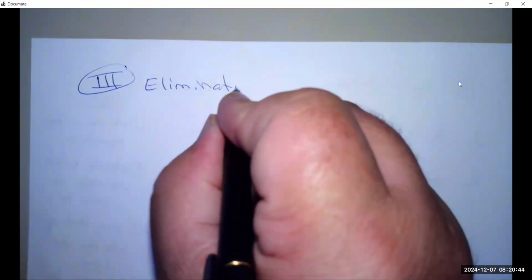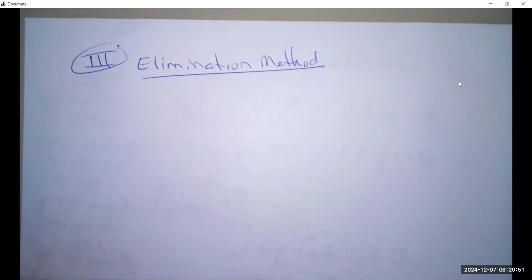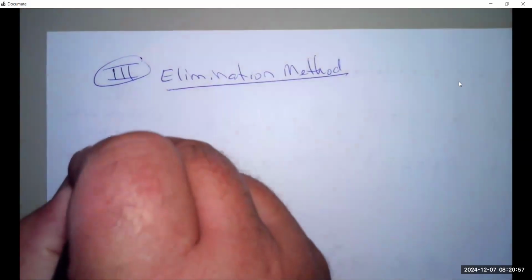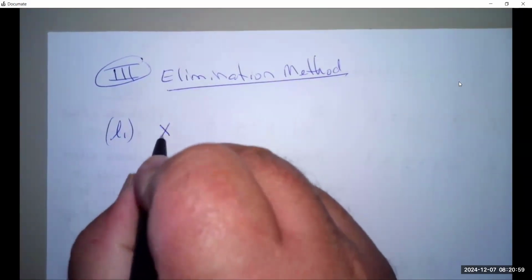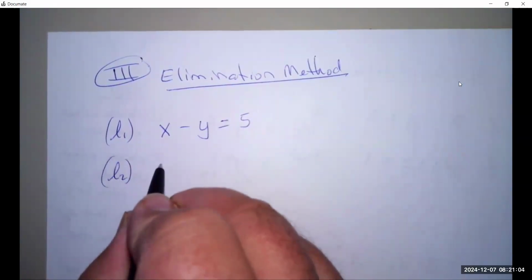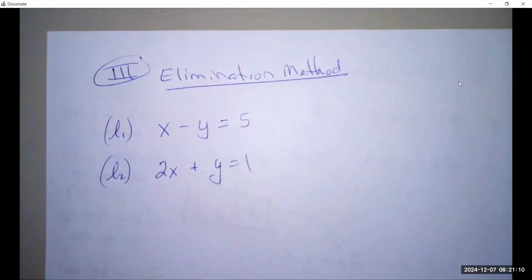All right, let's look at the next one. This is called the elimination method. They use the same equations. Line 1 is x minus y equals 5. Line 2 is 2x plus y equals 1.